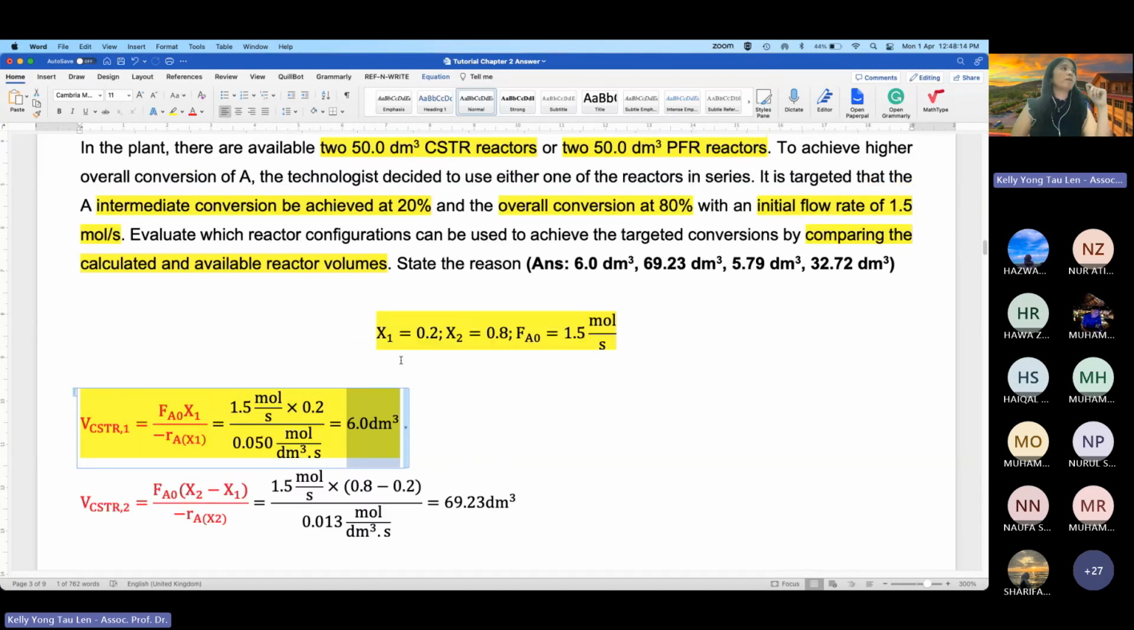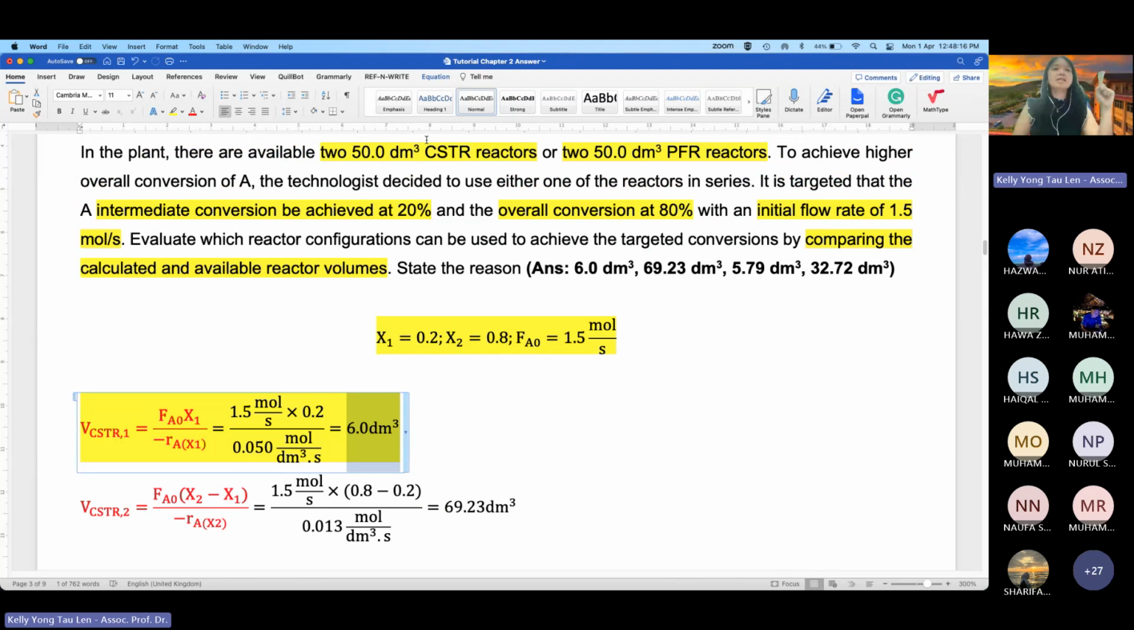So again, you compare with the available reactor, the volume is 50. But you only need 6. It's much smaller, right? So meaning the first CSTR can be used because the volume that you need is smaller than the available reactor volume. So CSTR1 can be used.